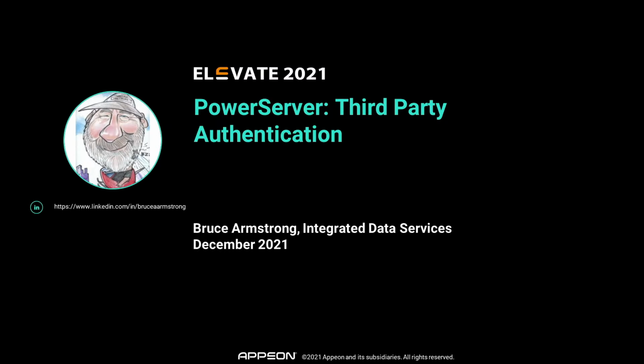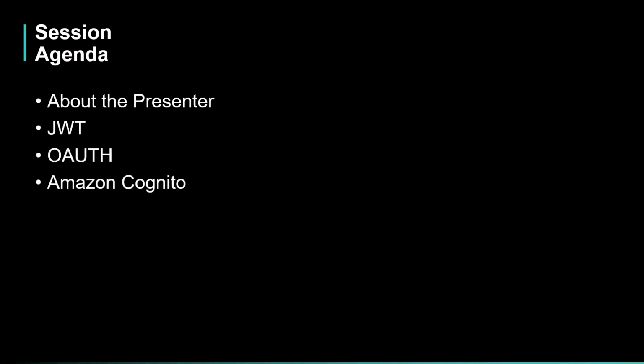So first thing we're going to have here is a disclaimer. And let's look at the session agenda. So I'm going to talk about myself for a little bit, just so you know who I am. Then we're going to look at JSON Web Tokens as an authentication approach, OAuth. And then we're going to look at Amazon Cognito and Microsoft Azure AD specifically as another approach. So Amazon Cognito and Microsoft Azure are definitely third-party approaches, but JWT and OAuth are just alternatives to database authentication.